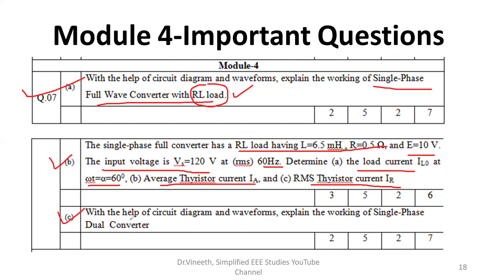Question number 7C, with the help of circuit diagram and waveform, explain the working of single phase dual converter. Here you have to mention if the firing angle lies between 0 and 90 degree, the converter will act as rectifier. If the firing angle is between 90 to 180, the converter will act as inverter. That concept you have to mention.